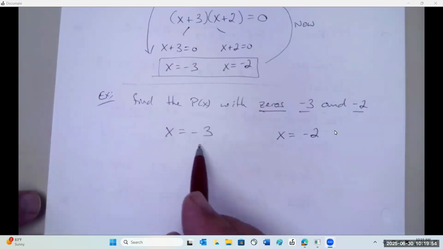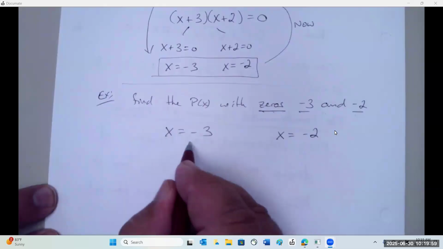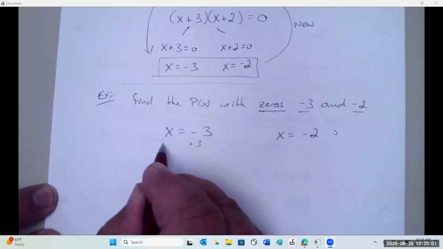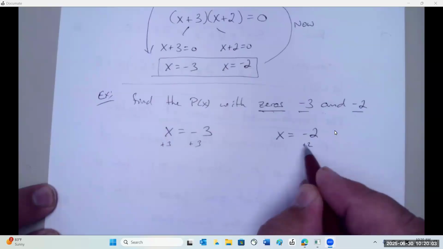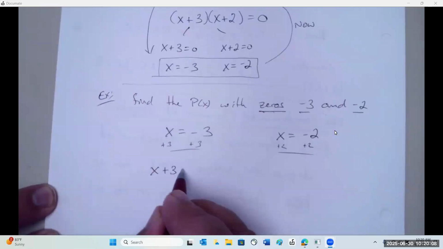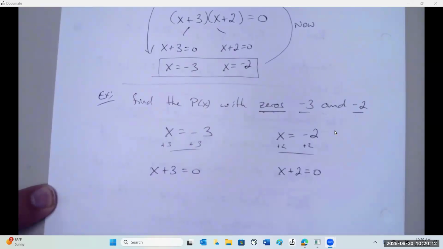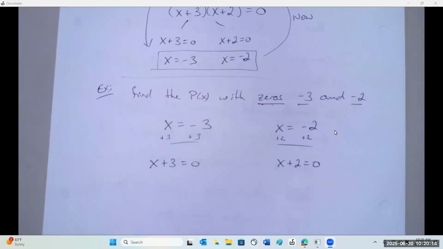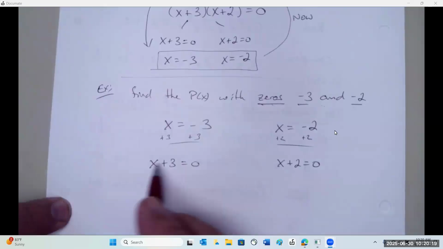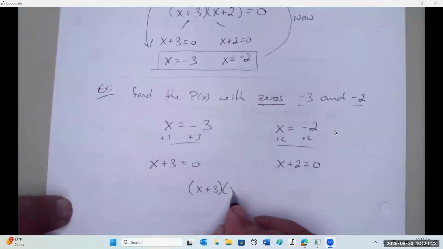Now, from there, I got to set them equal to 0 because they're my zeros. So I add 3 to both sides. I add 2 to both sides. So I have x plus 3 equals 0. X plus 2 equals 0. Those are my factors. Well, since they're my factors, I can take them and I can put them together. And they're still going to equal 0.